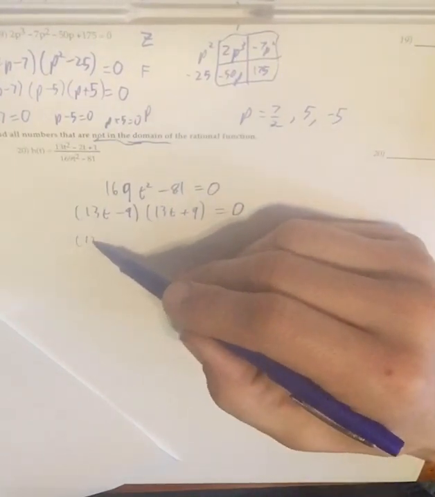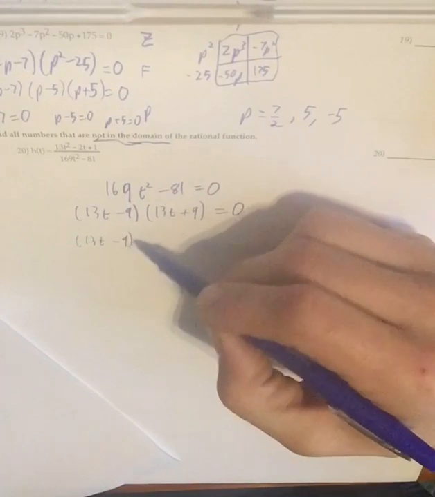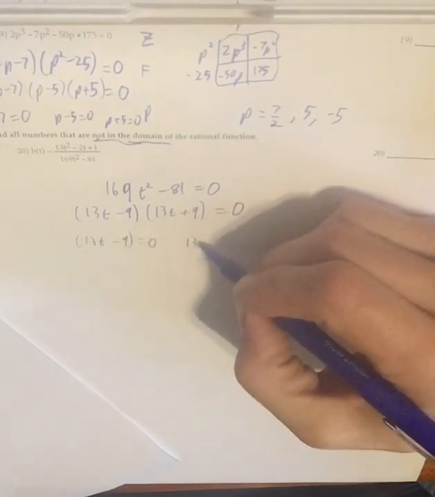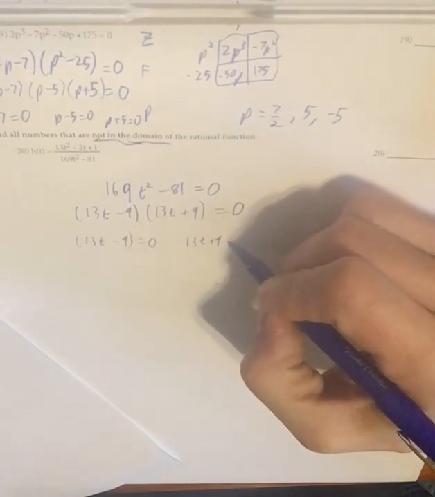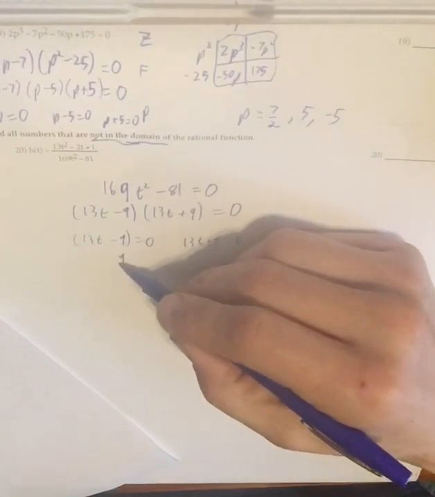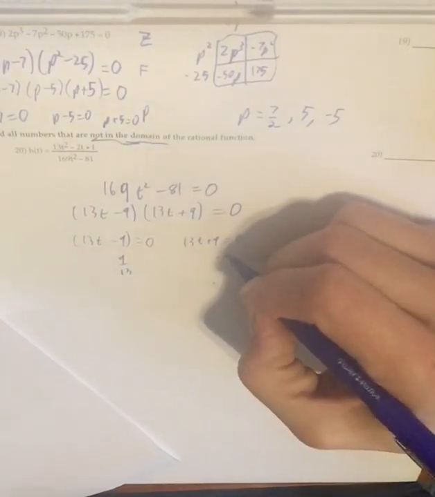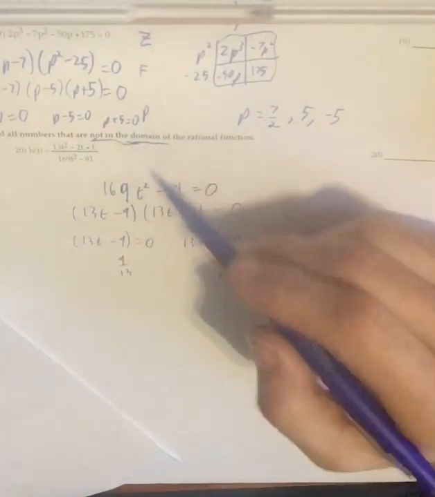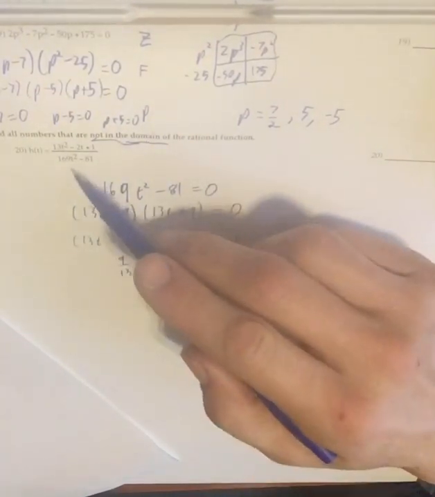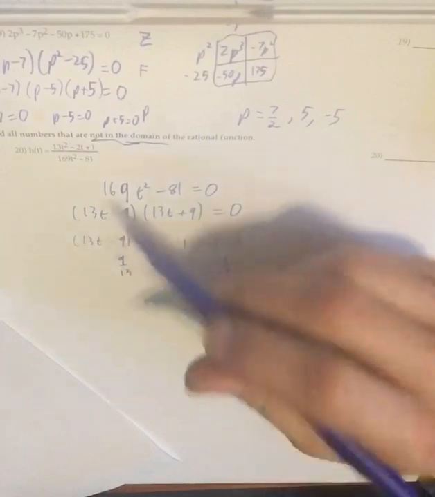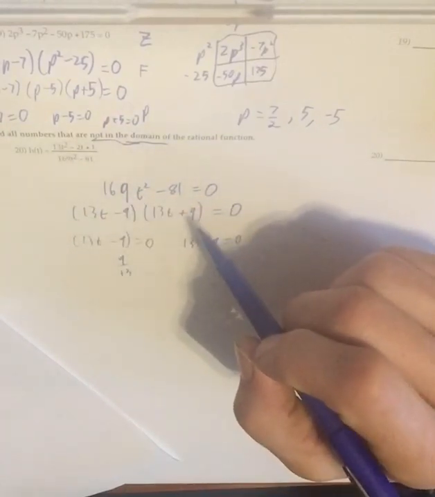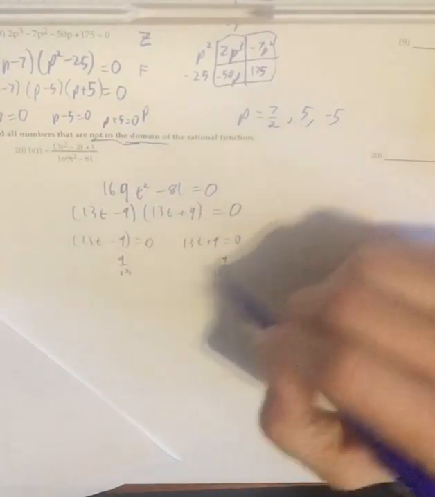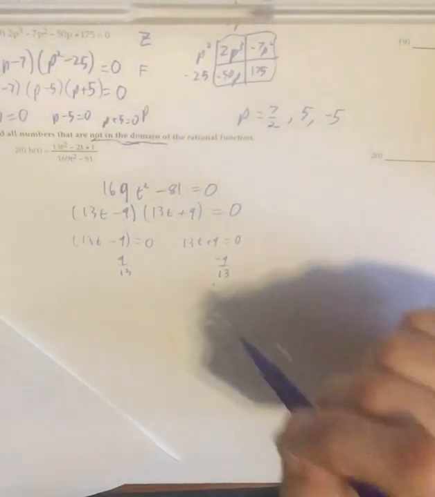So the 0 factor property tells you either this equals 0 or this equals 0. And we're going to get 9 over 13 or negative 9 over 13 for t. And those are the values not in the domain, because those are the values that make the denominator equal to 0. Doesn't really matter what happens with the numerator on that. The numerator can be anything. These are the values not in the domain.